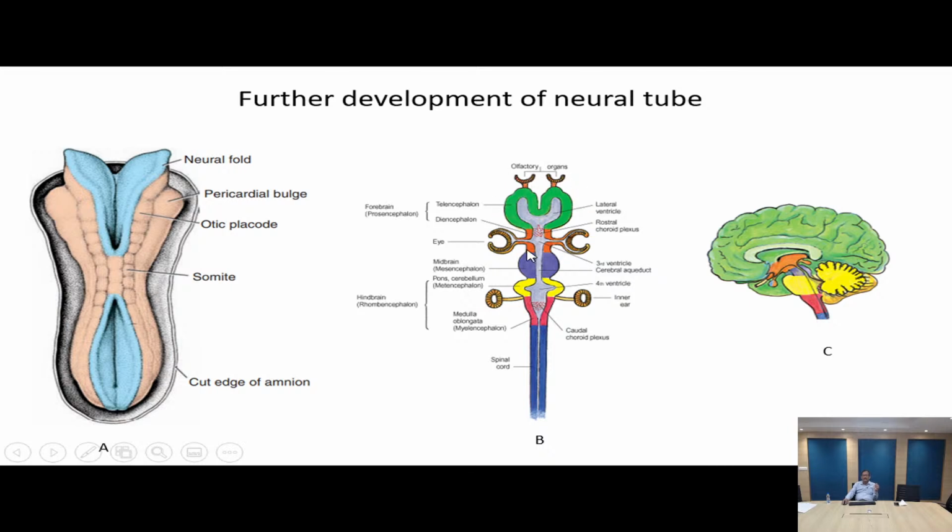Now, when you further look at the region of the prosencephalon, you will see that there is a very large outpouching, and this outpouching is going to form the cerebral hemispheres, the largest part of the human brain. You can see these are the cerebral hemispheres in green. This is known as the telencephalon, and a succeeding part of this prosencephalon is the diencephalon, and this diencephalon is going to form the thalamus, the hypothalamus, and the epithalamus.